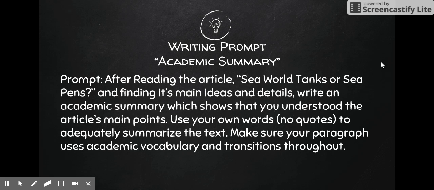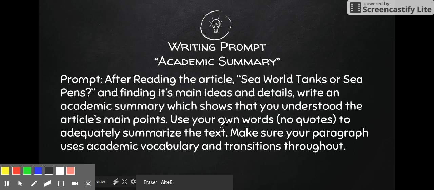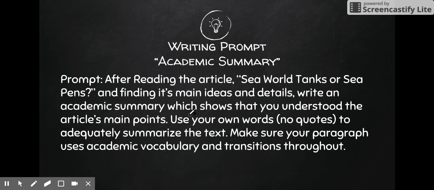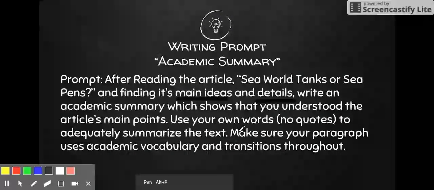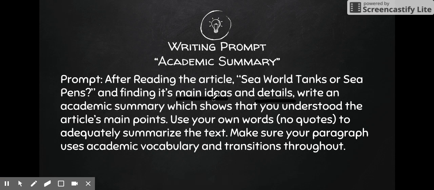So with this summary you'll be writing, there are a few keywords you want to look at within this prompt. A few of them right here that I want to underline are: you're going to be looking for any main ideas and any details within the article. We've done this before with nonfiction, looking for the main idea and then any details that support it. You're also going to be using your own words when you're summarizing the text. It's not just going to be full of quotes. You're going to be inputting your own writing as well.